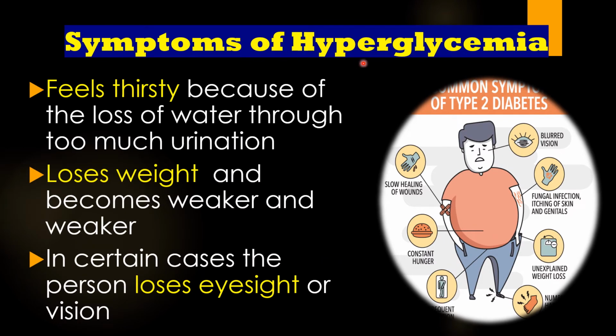The symptoms of hyperglycemia: feels thirsty because of the loss of water through too much urination. Loses weight and becomes weaker and weaker. In certain cases, the person loses eyesight or vision. These symptoms are there. We can undergo a medical checkup and we can check the blood or urine.